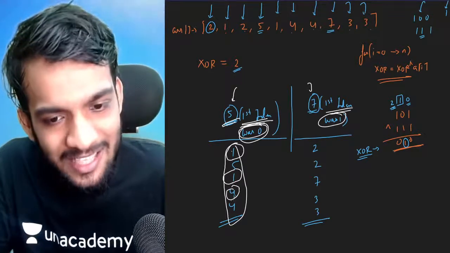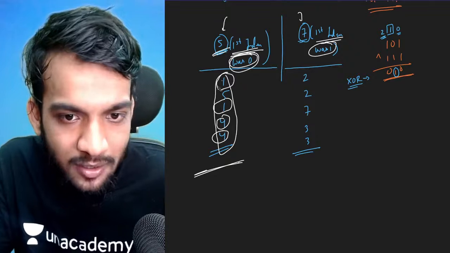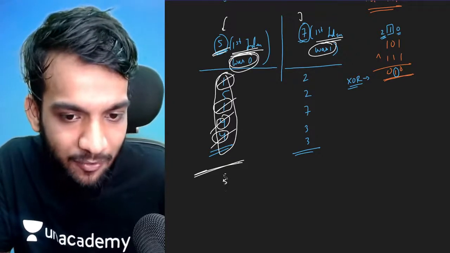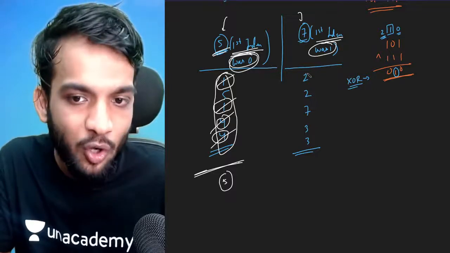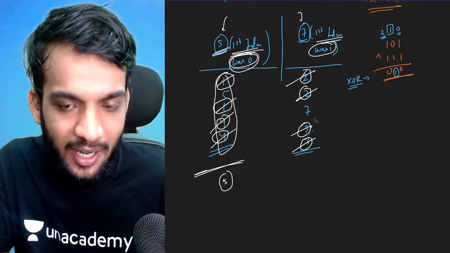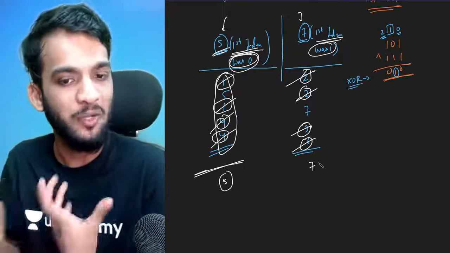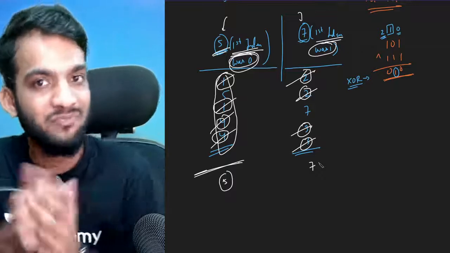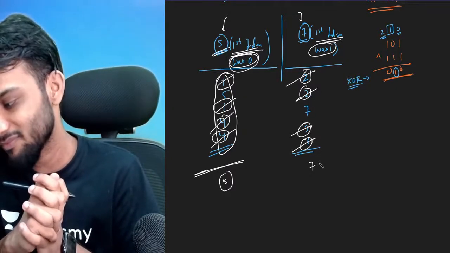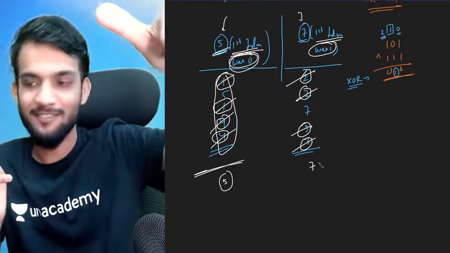So can I say if I do a XOR this time of this set, this 1 will get cancelled, this 4 will get cancelled, and I'll ultimately get a 5. Similarly, if I do a XOR, 2's will get cancelled, 3's will get cancelled, and I'll be left with 7. Can I do a XOR of the set 1 and set 2 to get the individual numbers? Can I? How many of you got it?